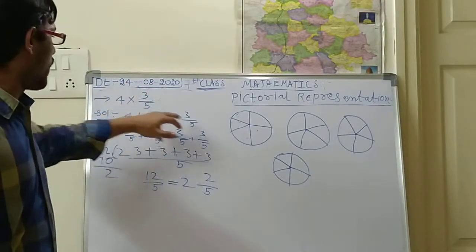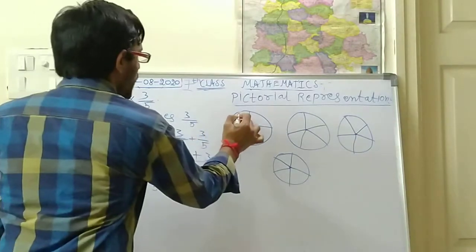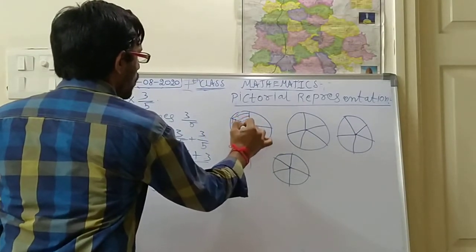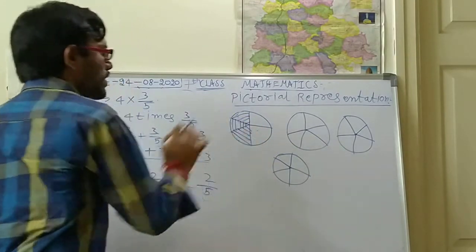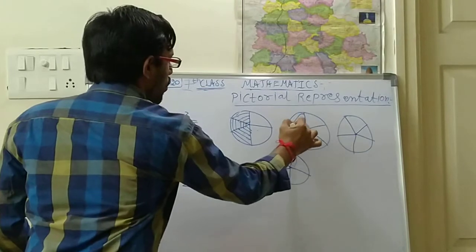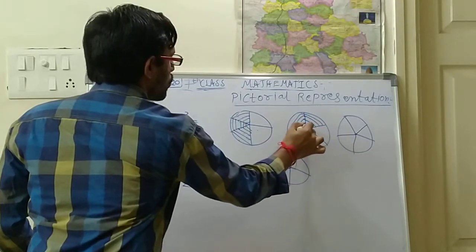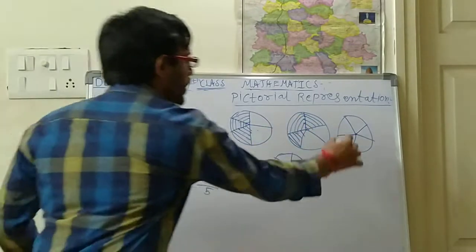So in every circle of 5 parts you should shade 3 parts. 1, 2, 3. 3 parts I am shading. Next, 1, 2, 3. 3 parts I have shaded. Here also 3 parts.